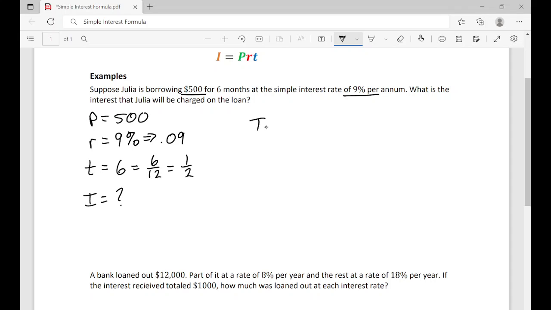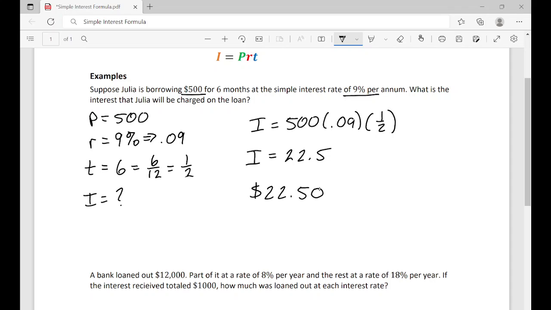So I equals P, 500, R, 0.09, T, 1/2. And here, it's just easiest to throw it all into a calculator and get an answer. So I is going to be 500 times 0.09 times 1/2, which is going to give you 22.5. So what is the interest that Julia will be charged? She's going to be charged $22.50 interest on this loan.